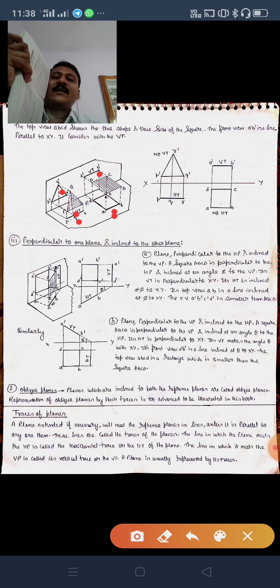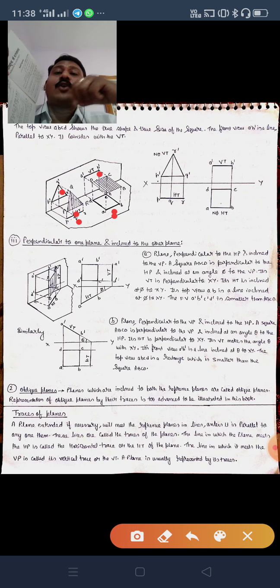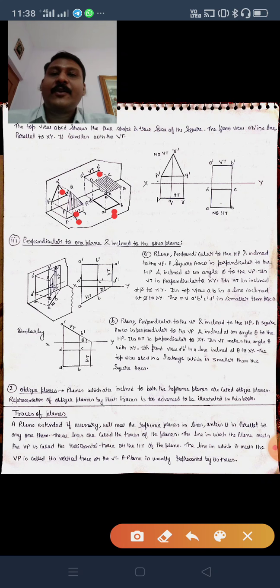As I have already said, in the first angle projection method, you will have to draw the front view above this XY line, and you will have to draw the top view below this XY line. We all know that the front view is always related to HP and the top view is always related to VP. So anything related to HP you have to draw above the XY line, and anything related to VP you have to draw below the XY line. Keep this in your mind.